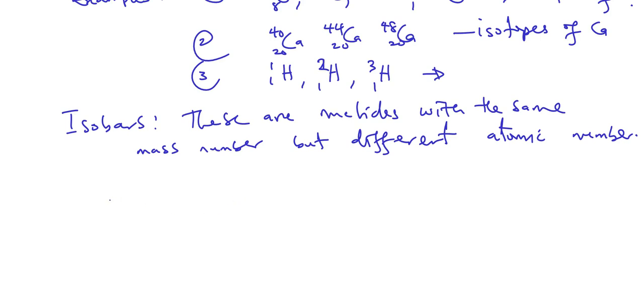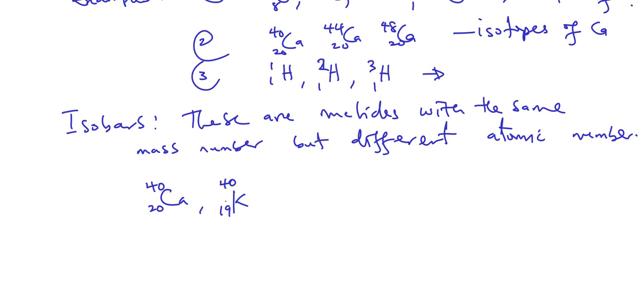And what are the examples? A simple example is calcium 40, where Z is 20, and potassium 40, where Z is 19. So Z here is 20, Z here is 19. A here is 40, A here is 40. So they have the same mass number, which is 40.